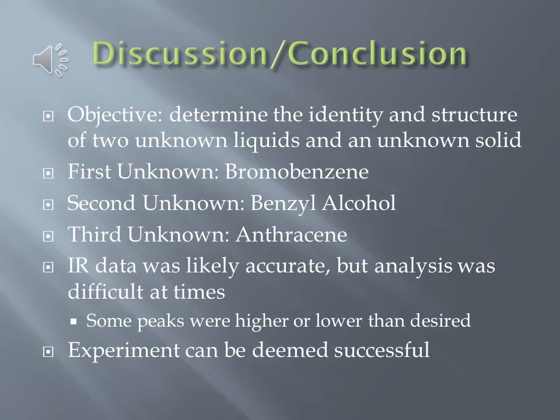Although the IR data was likely accurate because we used the machine that is in the lab, the analysis was difficult at some times. Some of the peaks were higher or lower than what we really wanted, and sometimes they were at a different wave number than what was needed to determine that it was an OH group, a C=C double bond, what have you. The experiment was deemed successful because we did identify the structures and the identities of all three of the unknowns, and we became familiar with the use of the IR spectrometer, and all the goals of the experiment were reached, but the analysis may or may not have been quite as accurate as what was wanted.